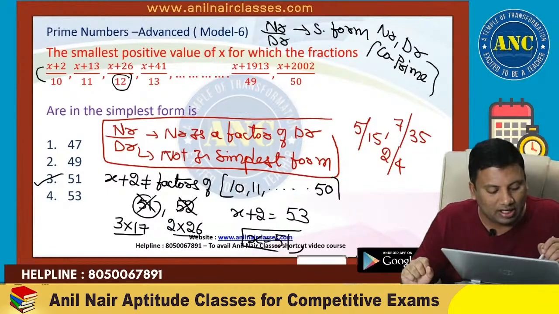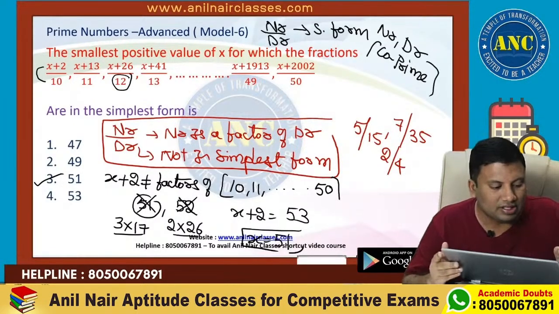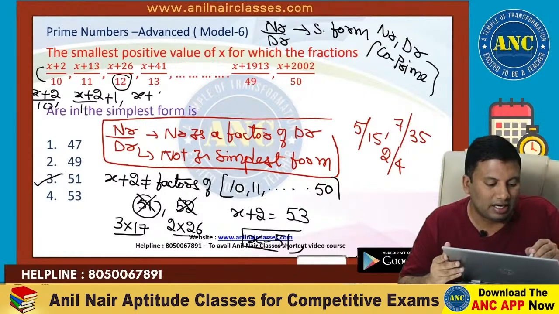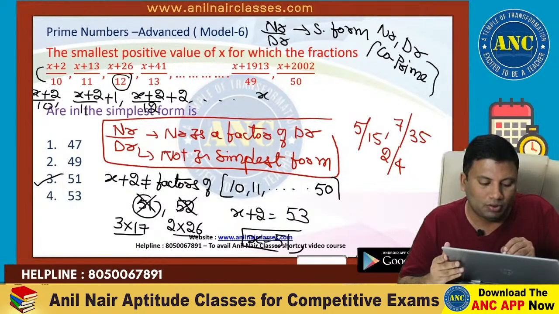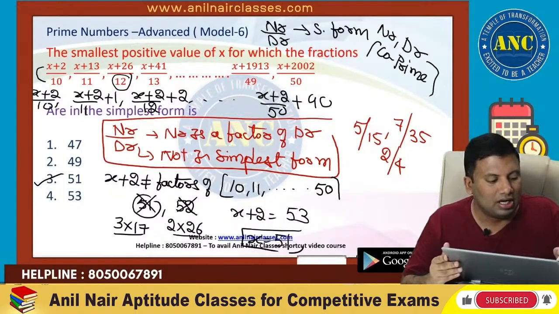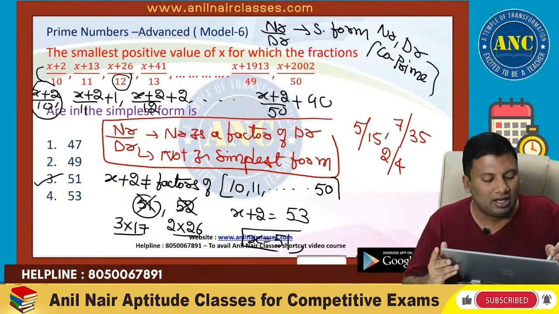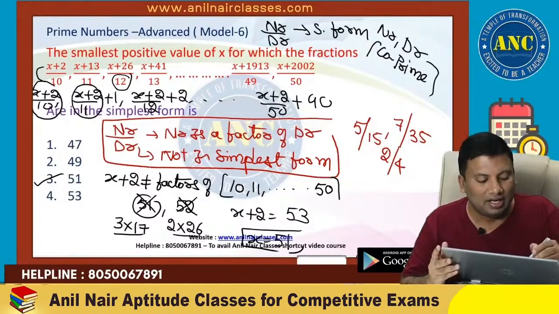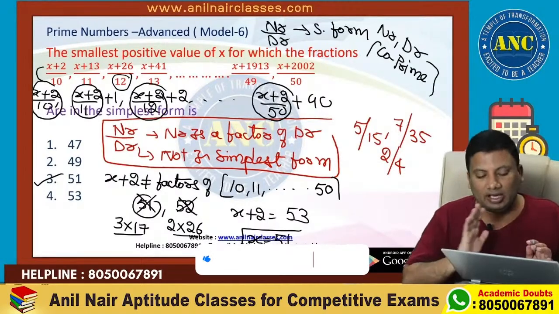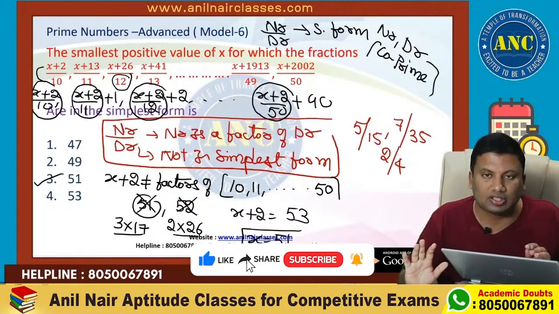If x plus 2 is taking 10, this can be written as x plus 2 by 10. This can be written as x plus 2 by 11 plus 1, x plus 2 by 12 plus 2, and so on up to x plus 2 by 50 plus 40. Now if you see, x plus 2 cannot be a factor of 10, 11, 12, or 50. x plus 2 cannot take any factors of 10 to 50.